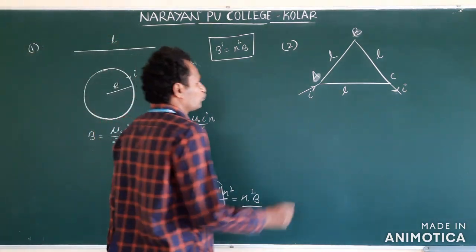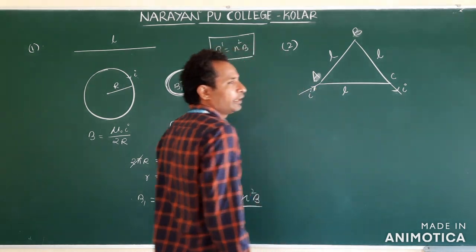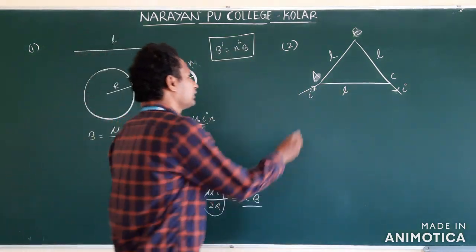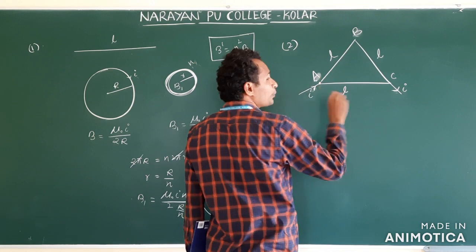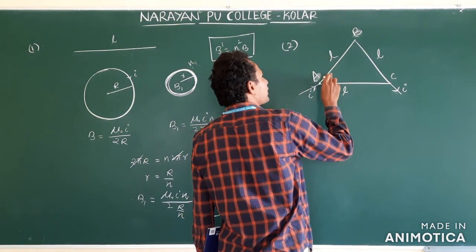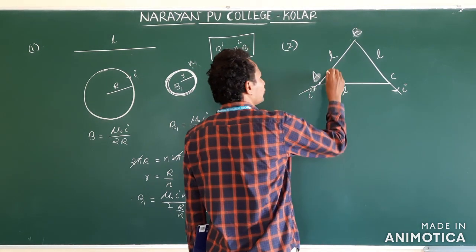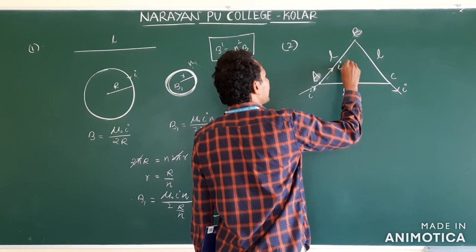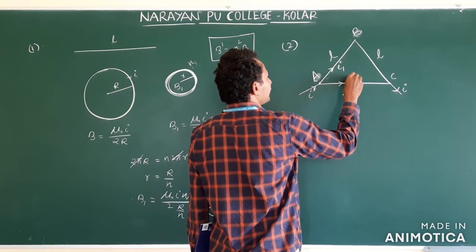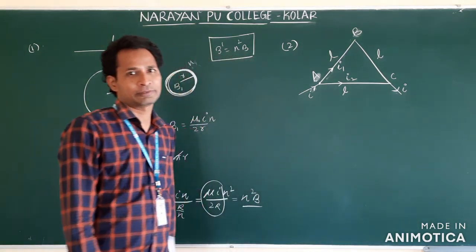Okay, now here the current at the junction splits. One current passes through AB, one current passes through AC. So this current I, I will write it as I1 and this as I2. The current will not split equally.